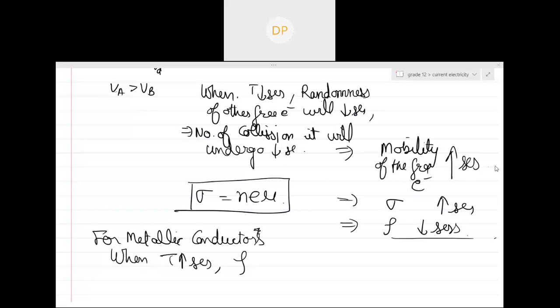So for metallic conductors, when temperature increases, resistivity increases. And the reason for this is the whole flow chart. Any doubt, guys?